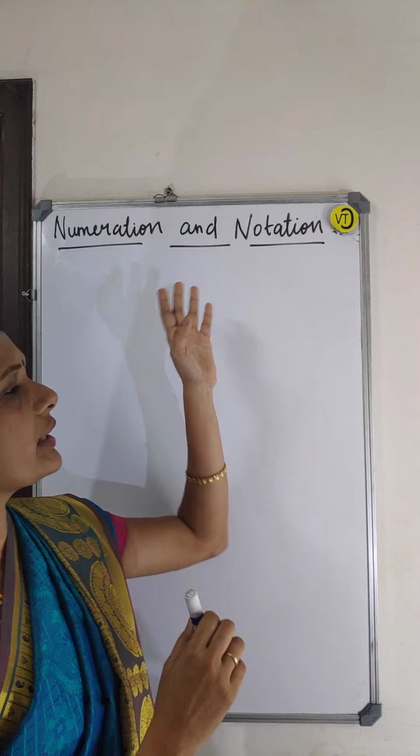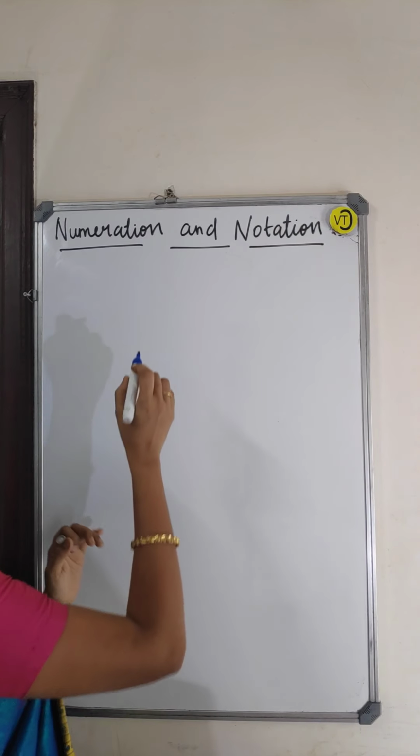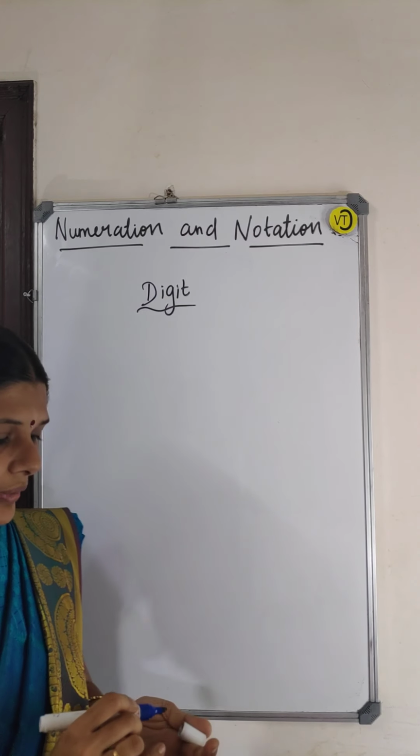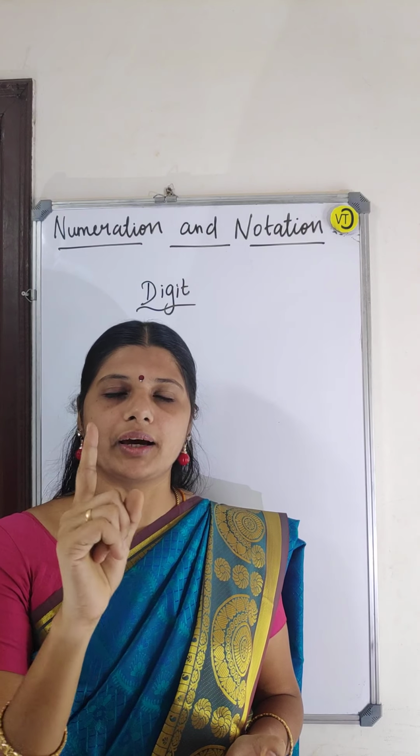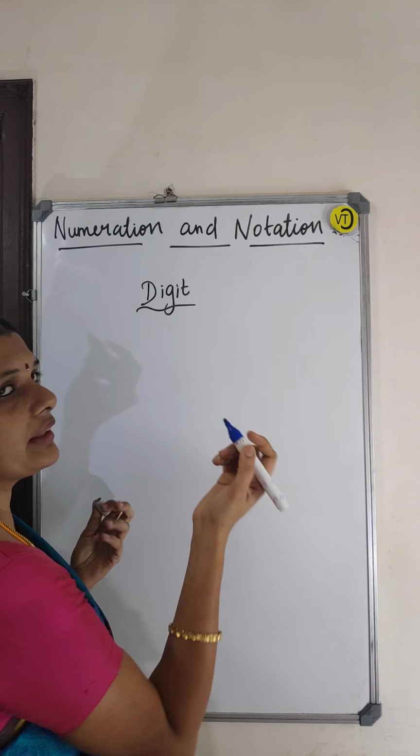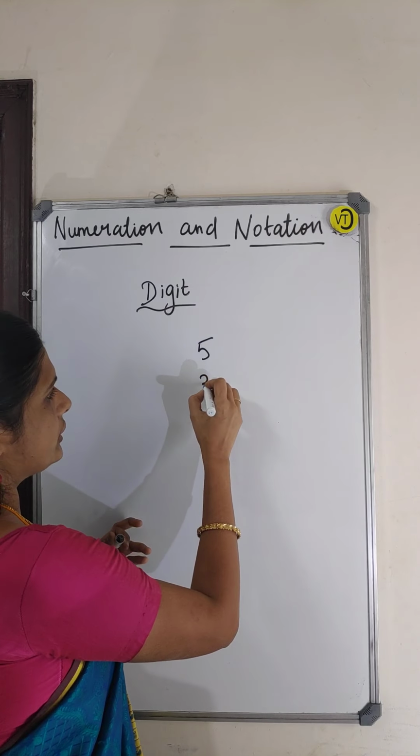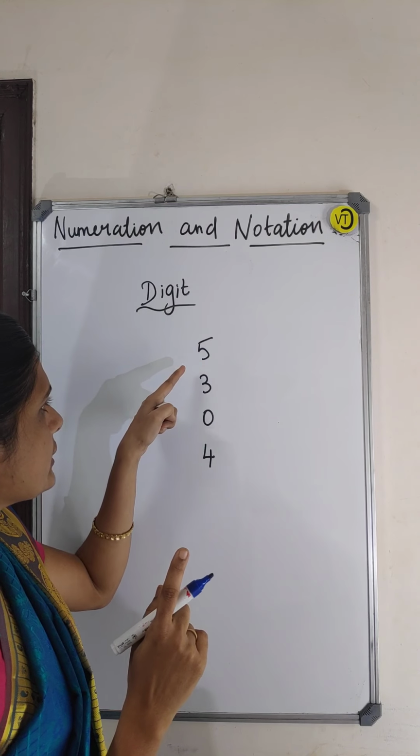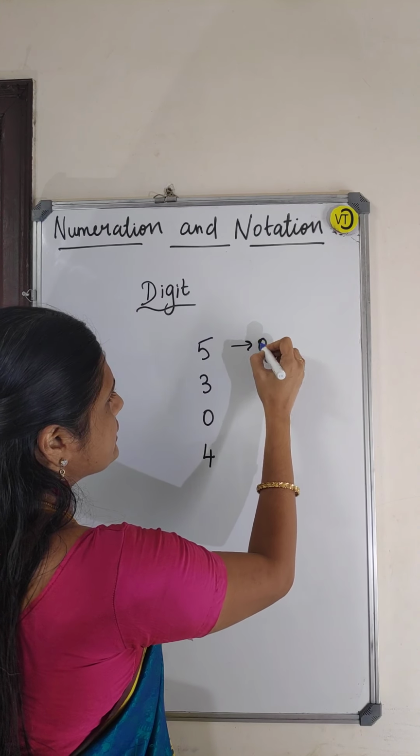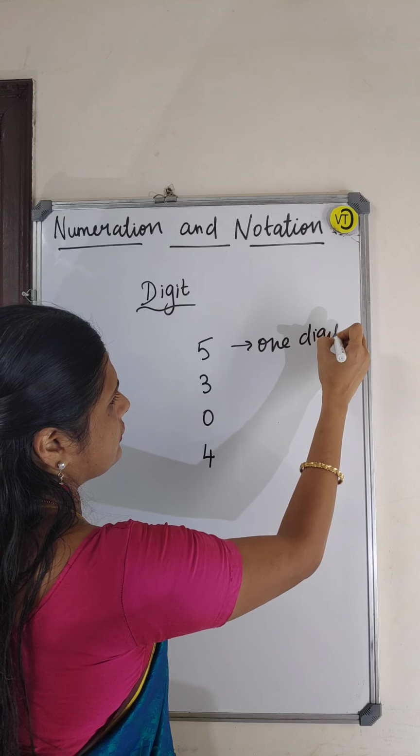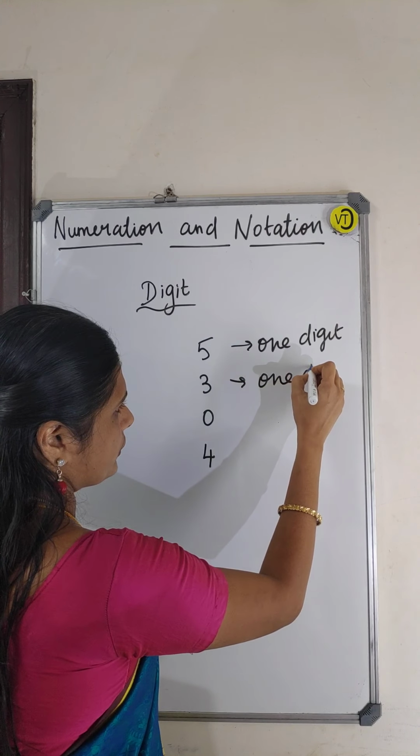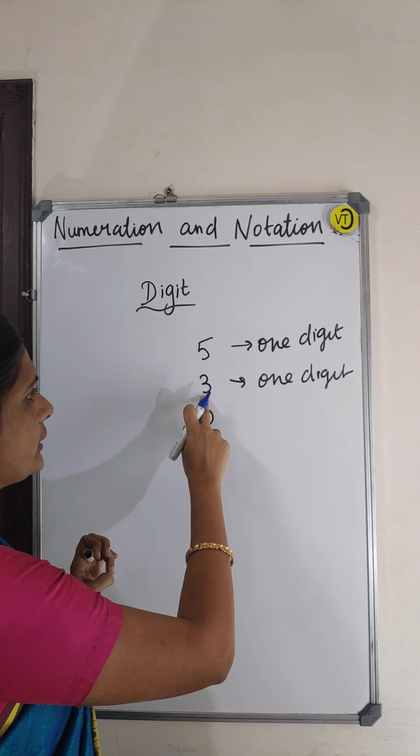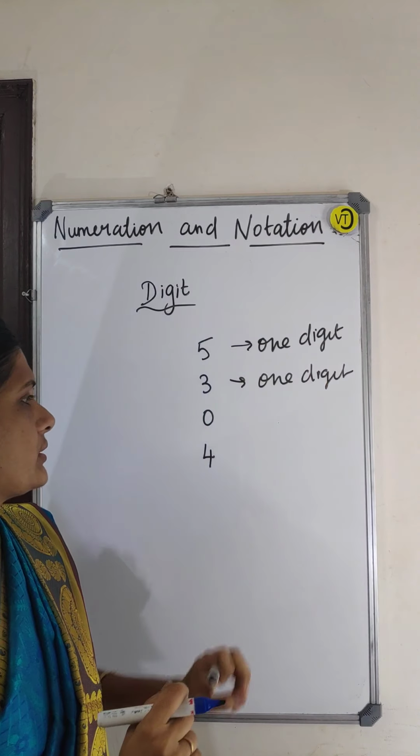Okay, numeration and notation. Here, first of all, you have to know about digit. What is meant by a digit? A digit means a number. What number? Any number you can tell, no? 5, 3, 0, 4. It is one digit. This is one digit. This is again one digit. One digit means one number. You count it. How many numbers are there? One number. Again this is one number. It is one digit. Right.